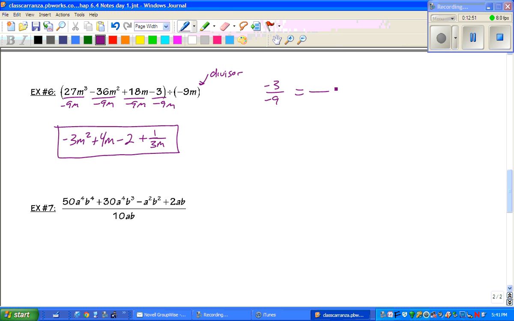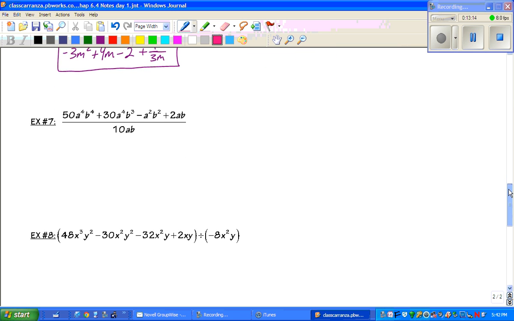Now, look at it. What number's bigger, the top or the bottom? Well, the bottom's bigger. That's where it goes, all right? Because if you reduce this by 3, the 3 stays on the bottom. And then since that was negative 9m, the m comes down, okay?